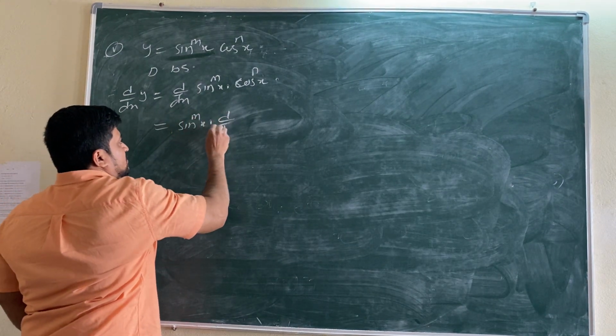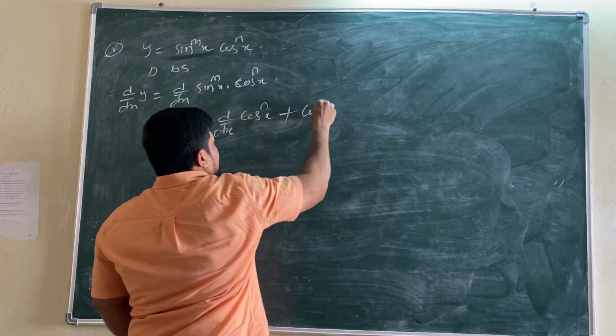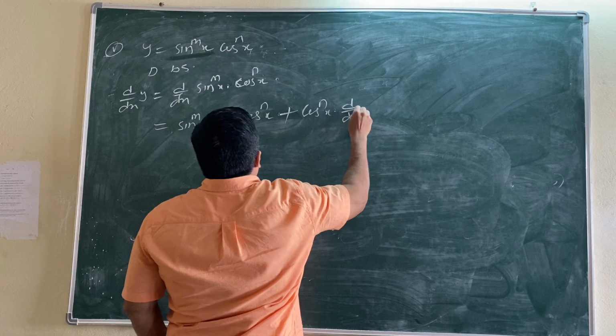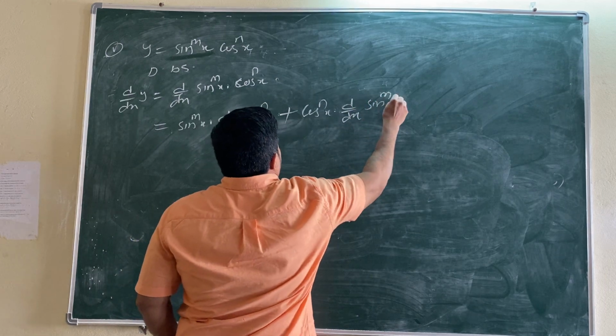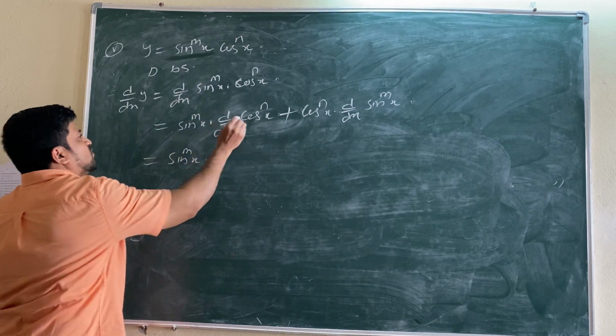u d by dx of v plus v d by dx of u. This will be sin power mx. Now this is our question.